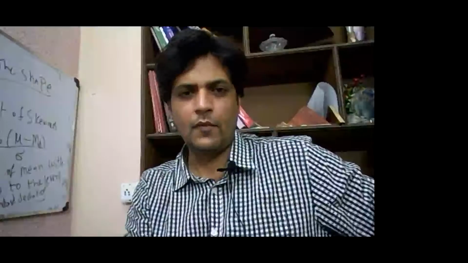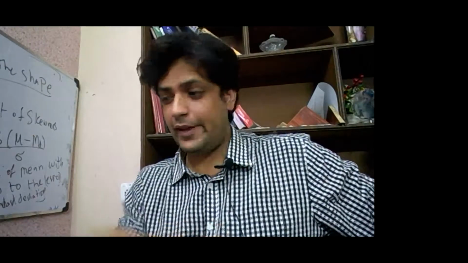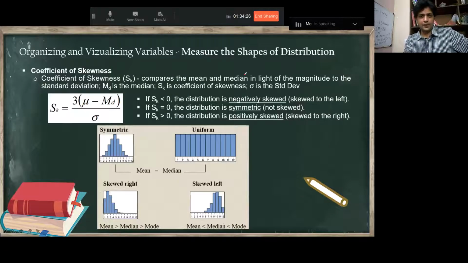that's how we can calculate the coefficient of skewness. That's the basic definition. That's the formula for it. So here the mean is equal to median. Median in here is uniform and symmetric. In both cases, mean is equal to median.